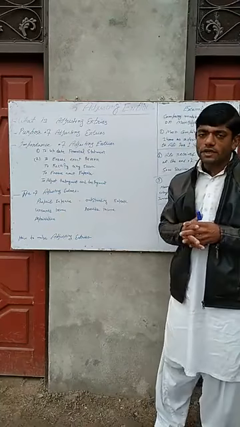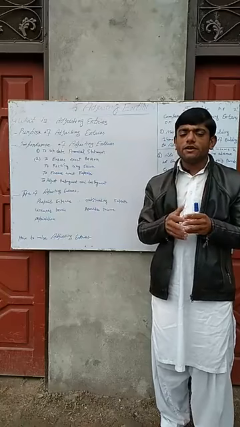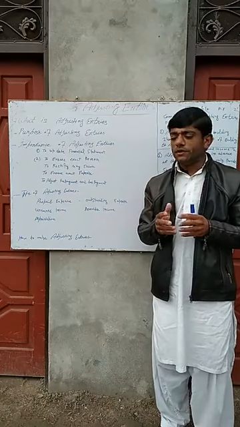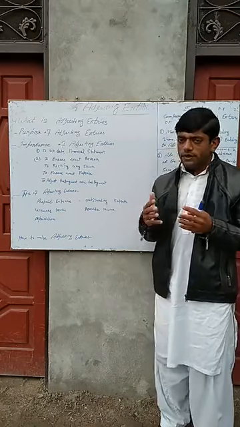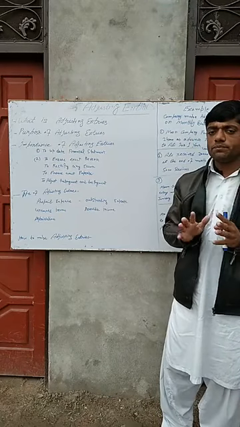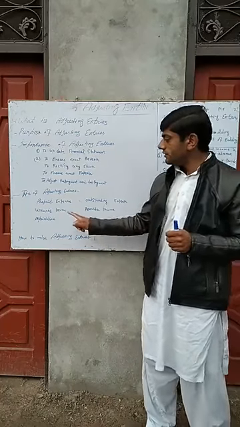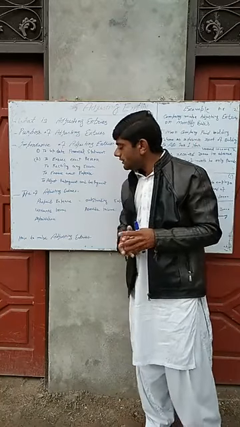Next, outstanding expense. Outstanding expenses are expenses that are incurred but not paid. It means the expense is payable. The expense has been incurred but we have not paid it yet, so it is an outstanding expense.